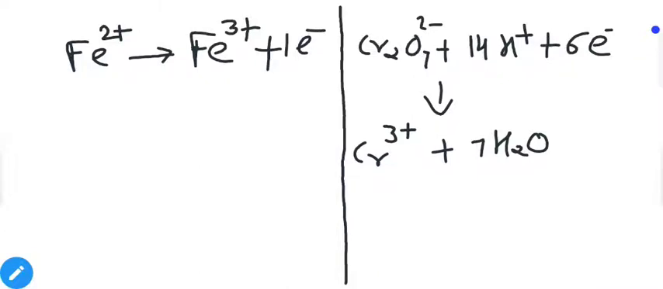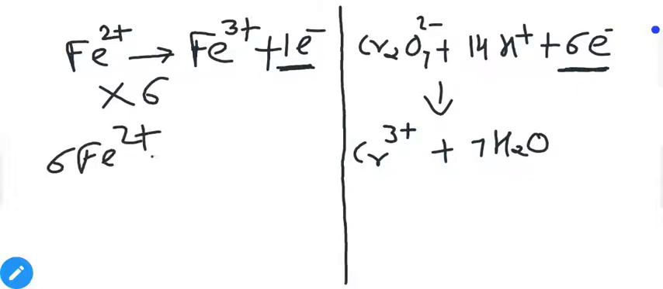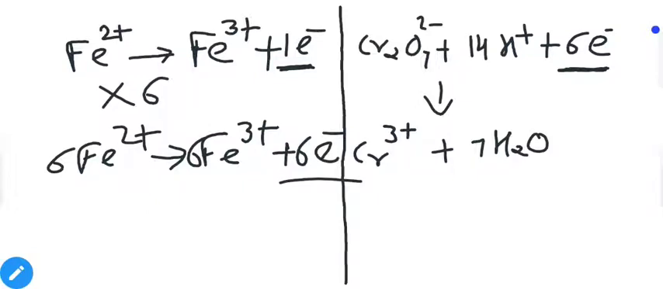And the last thing of this step, we have to make an equal number of electrons in both of the half reactions. In the oxidation half reaction we have only 1 electron, and on the other hand in the reduction half reaction we have 6 electrons. So that's why we have to multiply the oxidation half reaction with 6. So when we multiply it with 6, the whole reaction will be 6 Fe2+ will produce 6 Fe3+ and release 6 electrons. So now we have the same number of electrons in both of the half reactions.